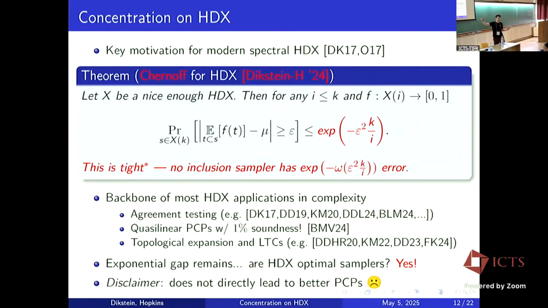I want to say a disclaimer here. I've been motivating all of these results in the context of PCPs, and they are really a critical component in these arguments, but they're certainly not the only components. This alone does not lead to better PCPs. You need both an improved agreement test, which we talked about a bit last week, and if I have time, I'll cover. And you also need a better embedding theorem, which I won't talk about, but I am guessing will be covered in Vitaly's talk.